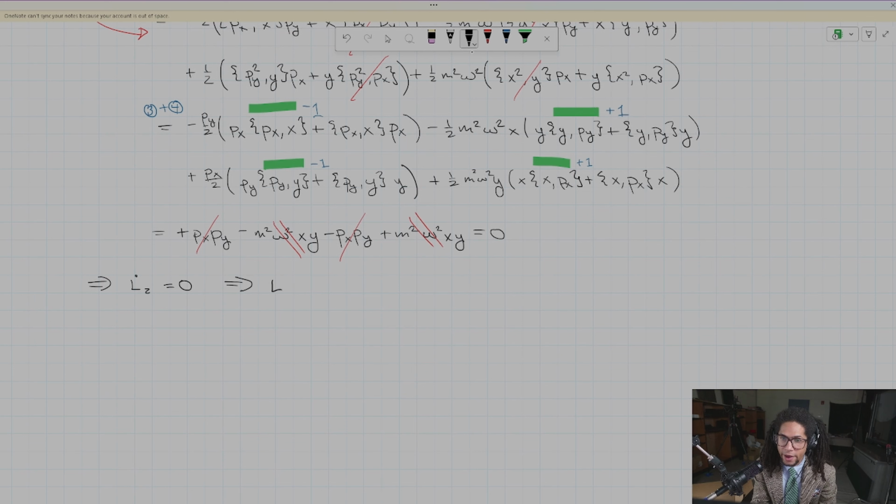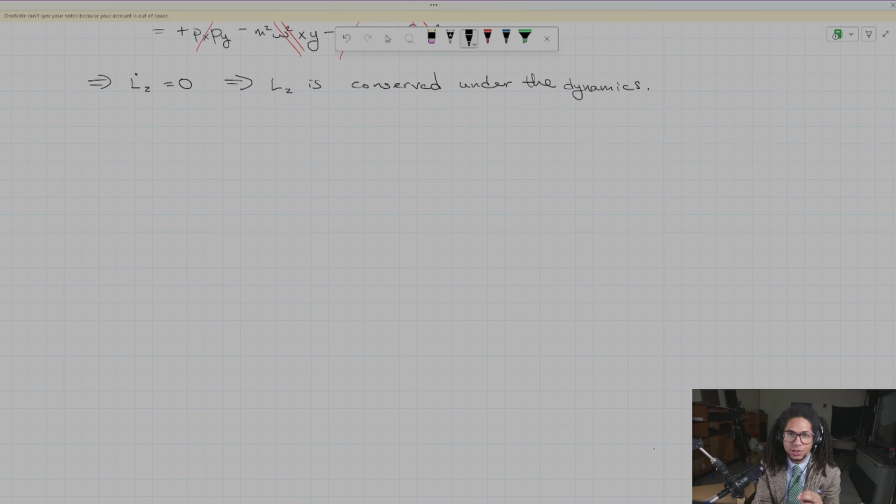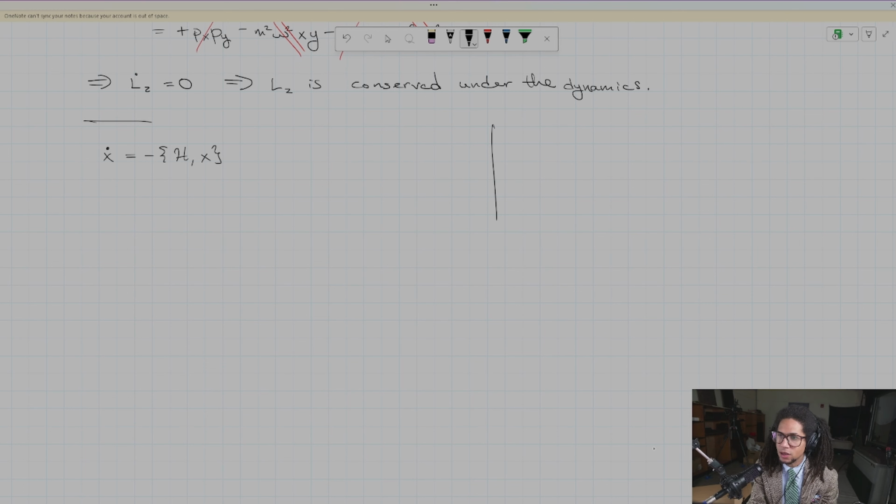Okay, it's already pretty cool that we've been able to see that LZ is conserved just by this Poisson bracket argument. But we can actually use this to clean up our solution for the dynamical equations. So let's go back to Hamilton's equations, but we only need 2 of them. In particular, we know that x dot is equal to minus h bracket x. Just to remind you how we get that, let's do this little calculation over here.